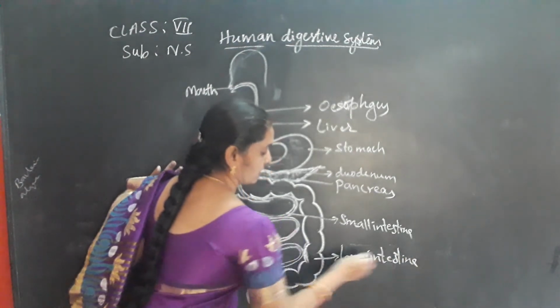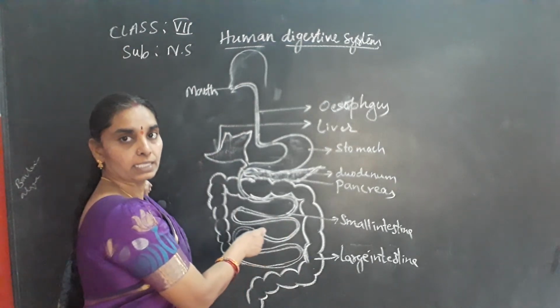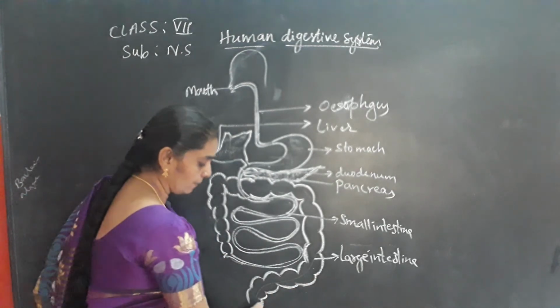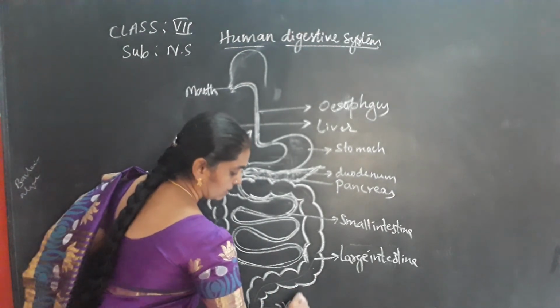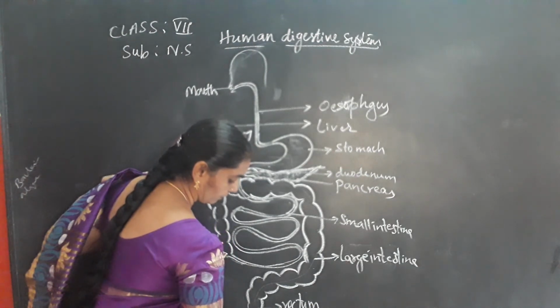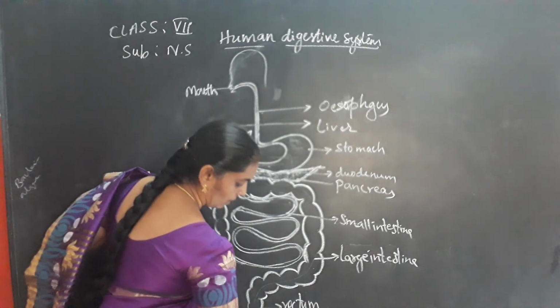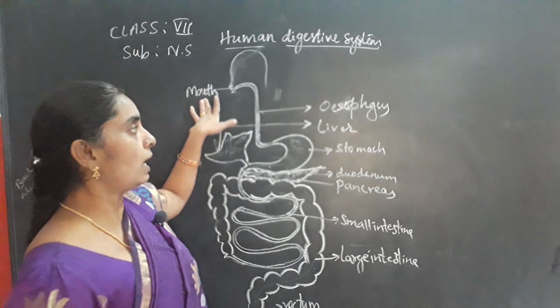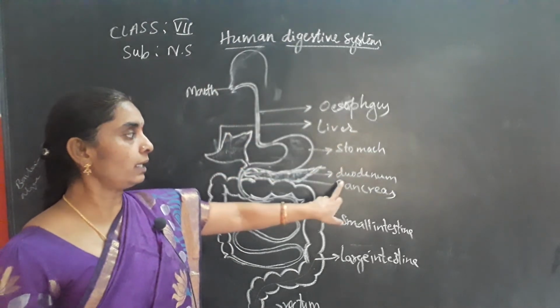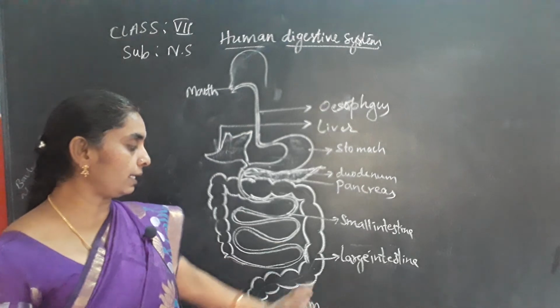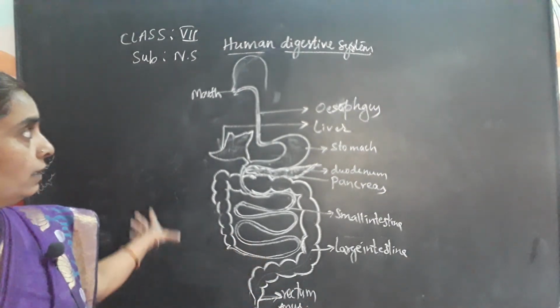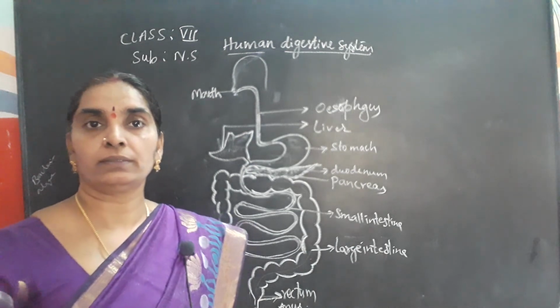Waste material reaches the large intestine. In the small intestine, the food is digested and assimilated, and then the waste material from the large intestine reaches the rectum and anus. So these are the different parts of our digestive system: mouth, esophagus, liver, stomach, duodenum, pancreas, small intestine, large intestine, rectum and anus. Hope you can see well, children. So this is about the human digestive system, children. Okay?